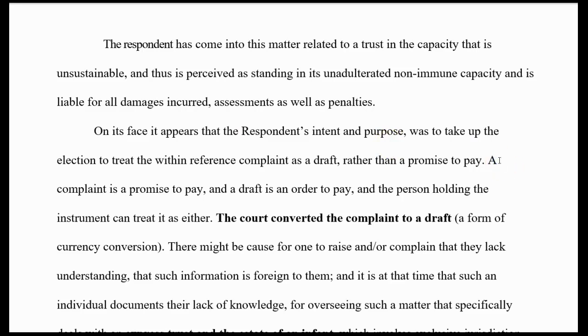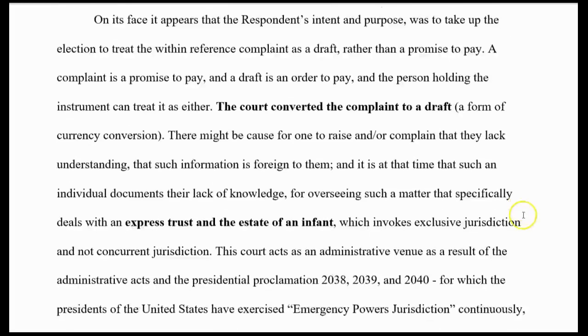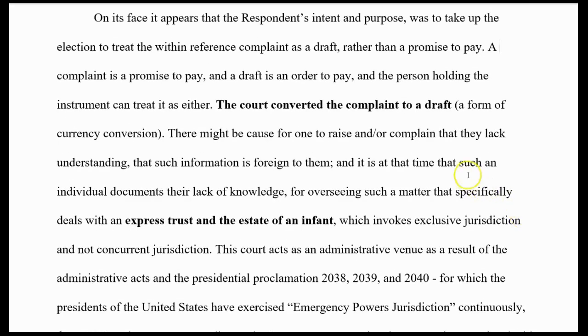When they present you an indictment or a suit or something like that, it's actually a draft. It's a bill. In fact, in federal court, it's a true bill. Okay? A complaint is a promise to pay, and a draft is an order to pay. The person holding the instrument can treat it as either. Okay, so that's what they gave you. You're about to give them one in exchange. The court converted the complaint to a draft in a form of currency conversion.